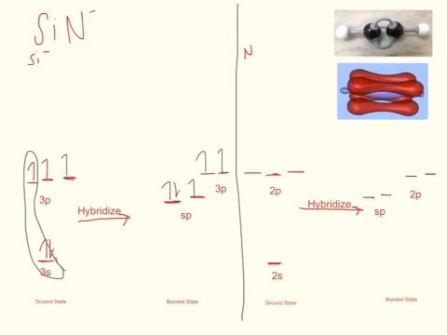Now we're going to do the same for the nitrogen atom. We're going to have a full 2s orbital, and then we have 3 valence electrons in the 2p orbital. Just like silicon, we're going to hybridize the 2s orbital and the first electron in the 2p orbital. So then we have 1, 2, 3 electrons. And then these 2 electrons right here are going to go right here, so we have 1, 2.